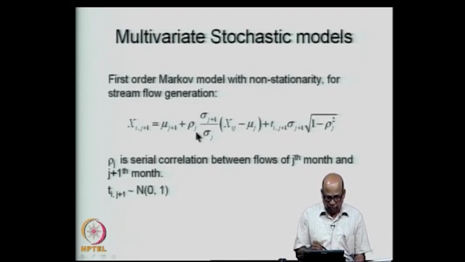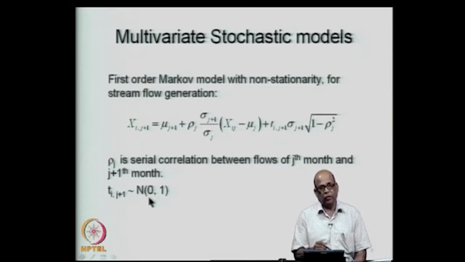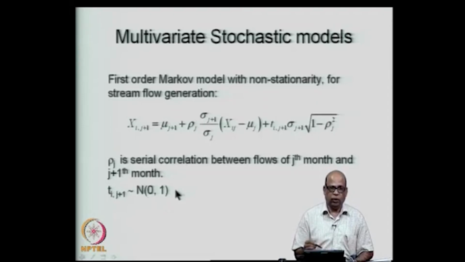And this is rho j, which is the serial correlation between the jth month and the j plus 1th month. What we are doing, you are generating for the j plus 1th month using the information on the jth month, and therefore, you need the correlation between the jth month and the j plus 1th month. Let us say July you want to generate based on June data, and therefore, you need the correlation between the flows in June and the flows in July, and that is how we generate this, and these are the random components, and typically we use standard normal variates, which is N(0,1).